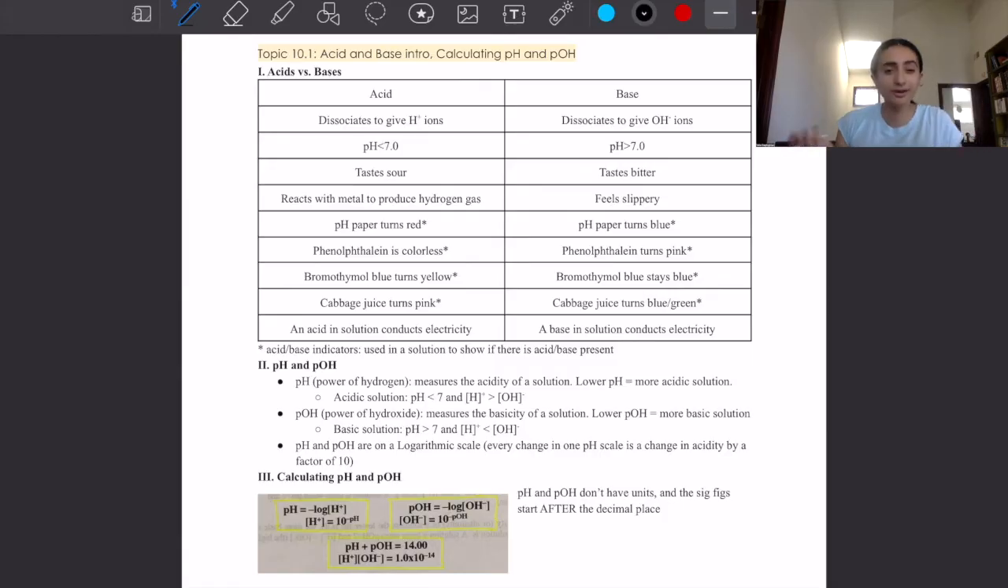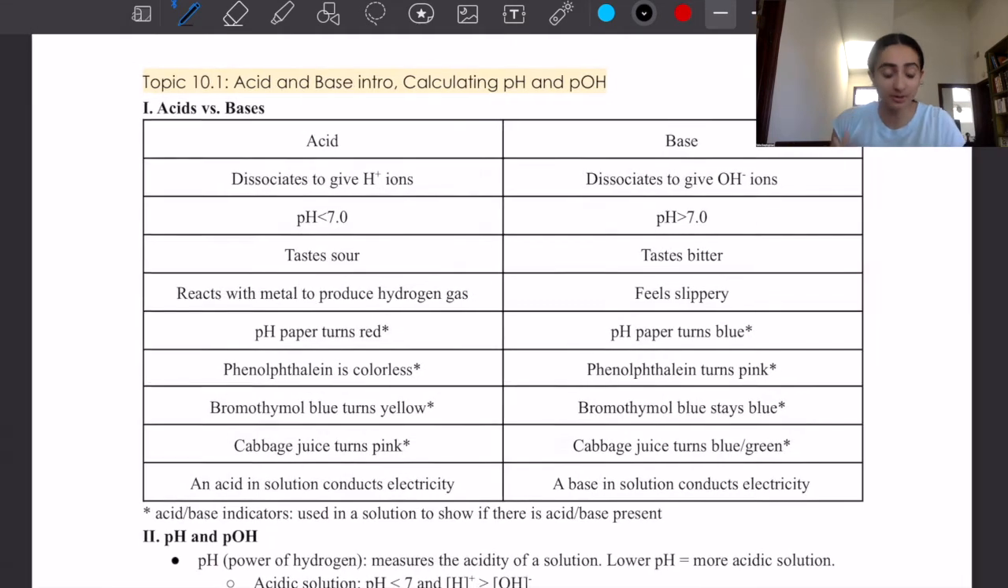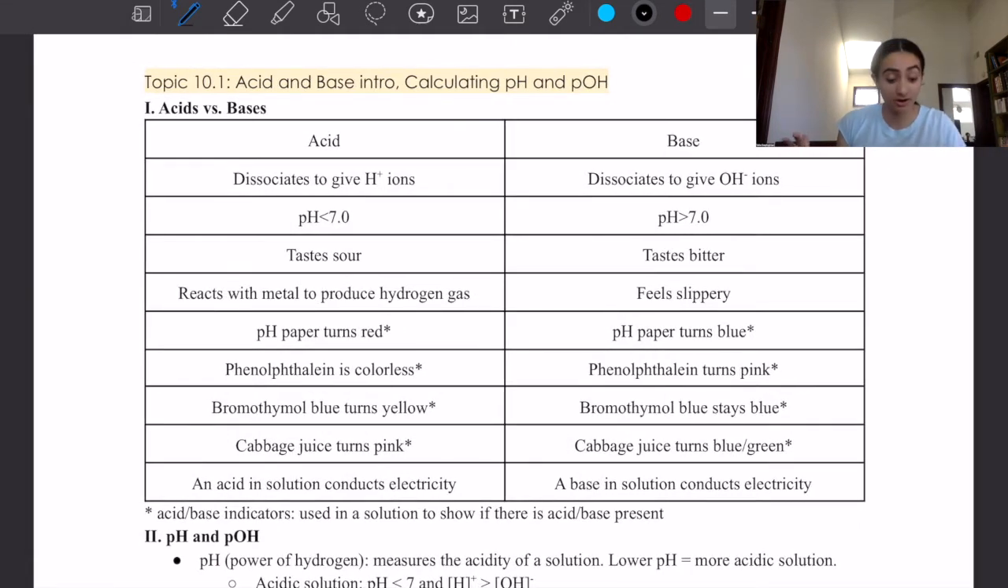Okay, so before we go over how to calculate pH and pOH, you gotta know what pH and pOH are and what the difference between them is. And before you know what pH and pOH are, you gotta know what acids and bases are, as this unit is about acids and bases.